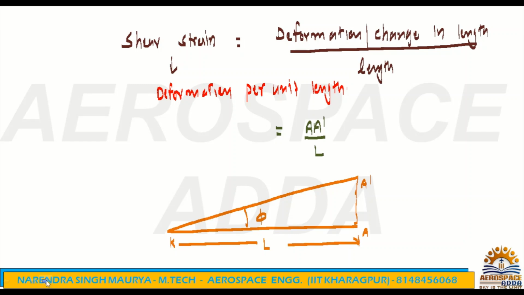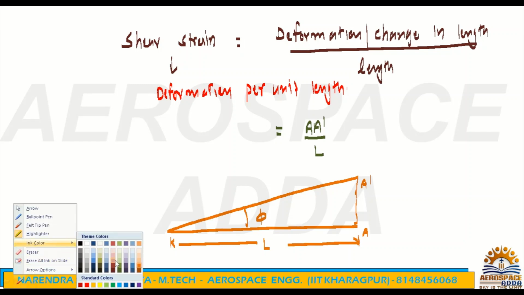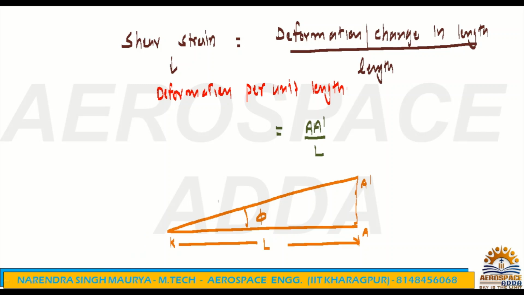So if you want to replace AA dash, how will you replace it? What is tan phi? Check. Tan phi is nothing but AA dash divided by L. So what is AA dash? It's L tan phi, right? So this is nothing but the strain. Check carefully.